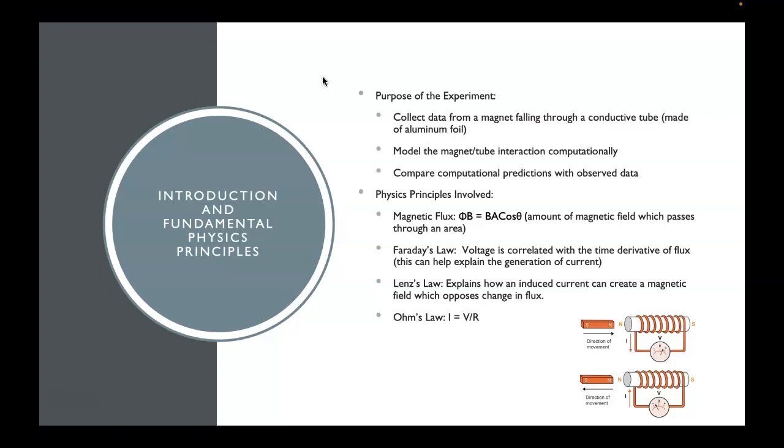Some of the physics principles involved that we used were magnetic flux, and the formula can be seen there, which is also the amount of magnetic field which passes through an area. Additionally, Faraday's law, which is voltage that is correlated with the time derivative of flux. Lenz's law, which also explains how an induced current can create a magnetic field which opposes change in flux. And lastly, Ohm's law, which is I equals V divided by R.